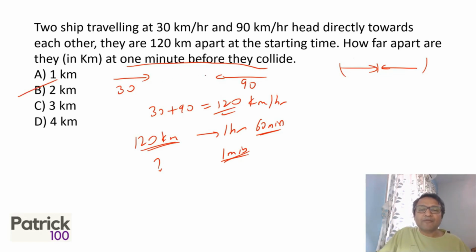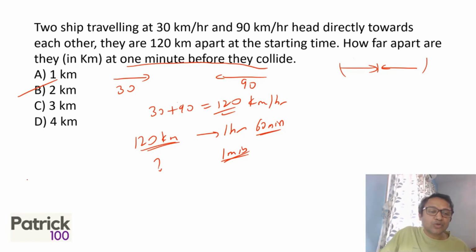So if you look at it, we just want how much they travel in 1 minute. The relative speed is 120 kilometers per hour, so in 1 minute they will travel 2 kilometers. So 1 minute before they collide, they are a total distance of 2 kilometers apart. You can directly mark the answer. There's another way of trying to find the time and then going about it, but this is easier.